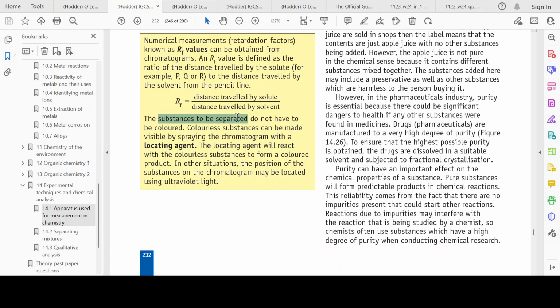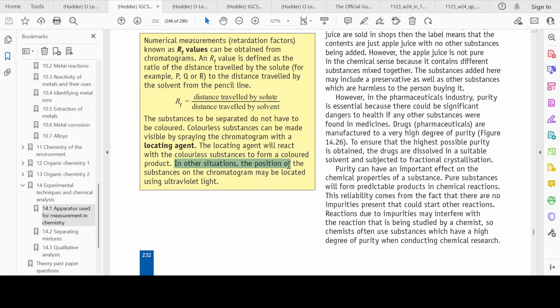The substances to be separated do not have to be colored. Colorless substances can be made visible by spraying the chromatogram with a locating agent. That agent will react with the colorless substance to form a colored product. So even if you got like three different yellow spots on the paper, that works. It's only yellow because you're coloring it to locate it.